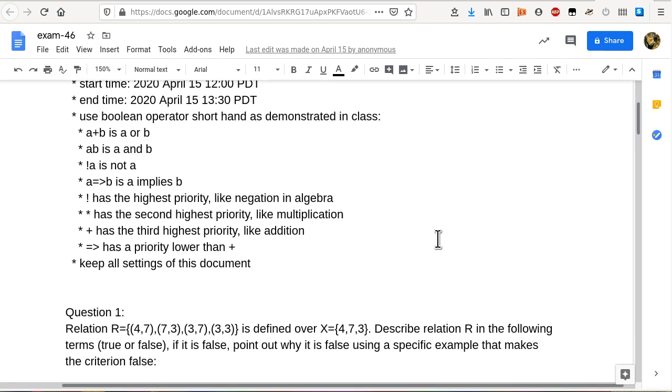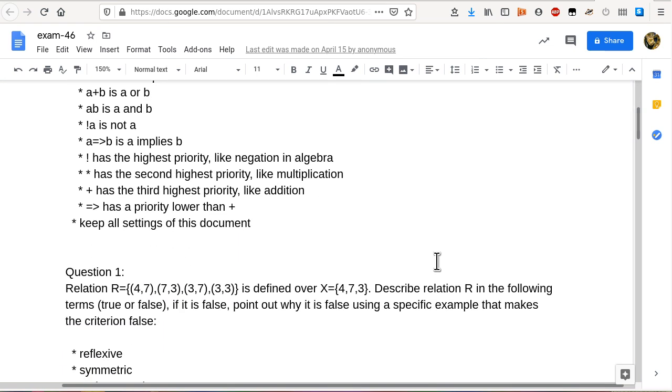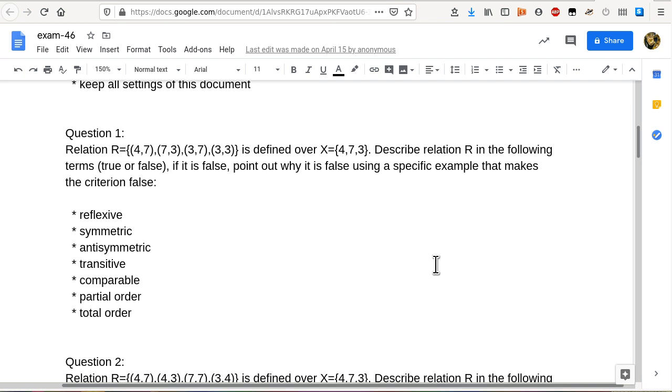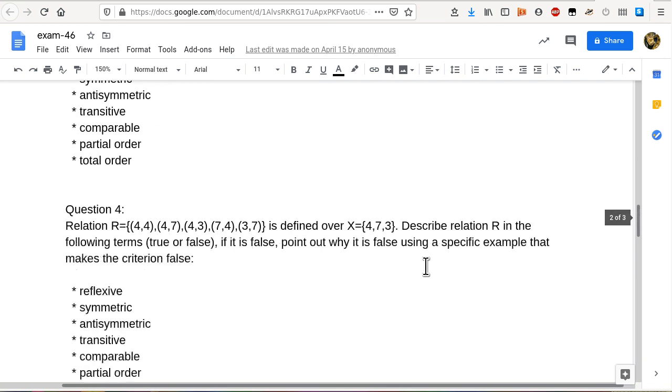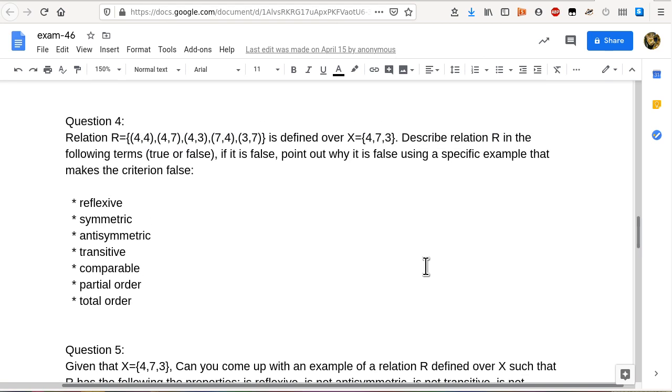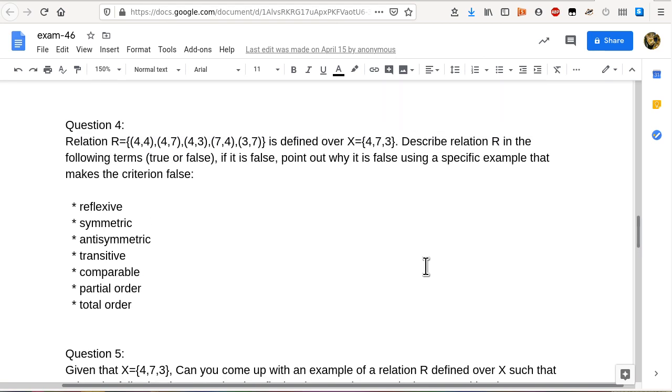I want to go over this just a little bit because I want to let people know how I grade, how I'm prioritizing and assigning numbers to answers. This way people can self-assess what they're going to get for this exam. Questions 1, 2, 3, and 4 basically lump into the same category, which is me testing people: if I give you a relation, can you tell me what it is? Is it reflexive? Is it symmetric? And so on. Now, if it is true for one of these, you don't have to say anything.